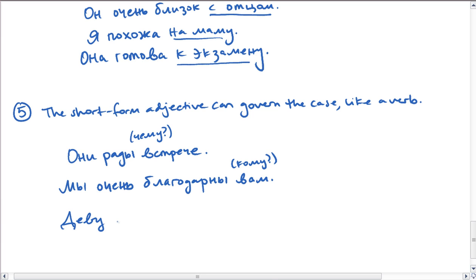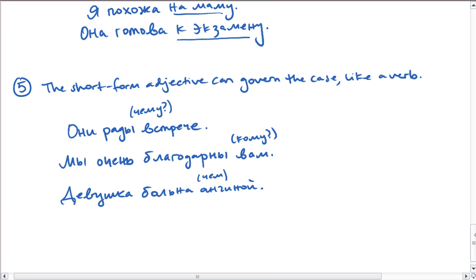One more example. Девушка больна чем? What is she ill with? Angina. Right? Tonsillitis.